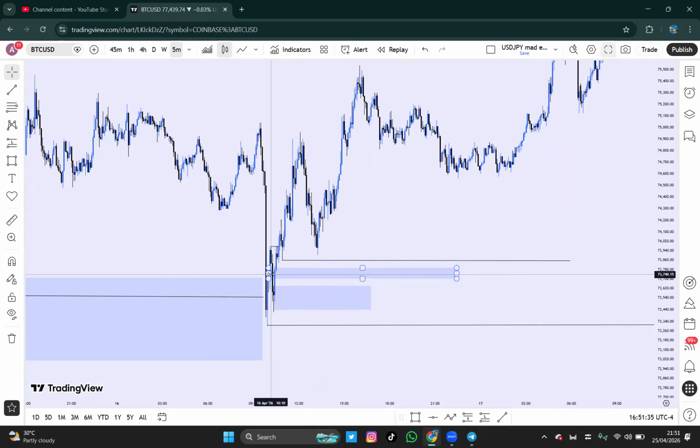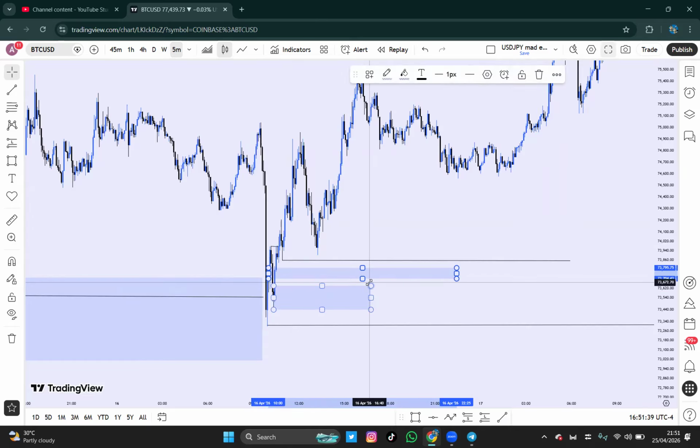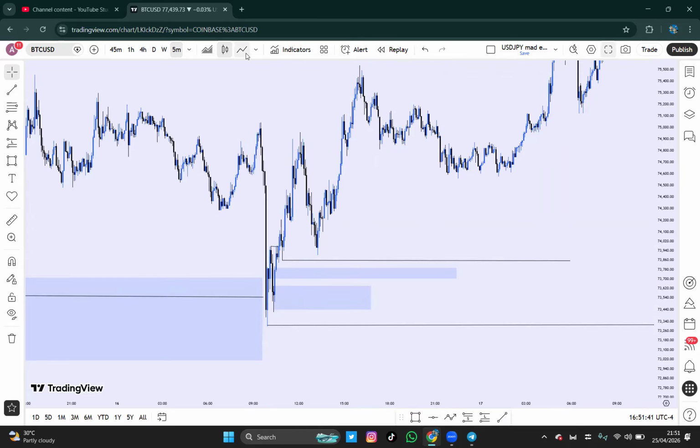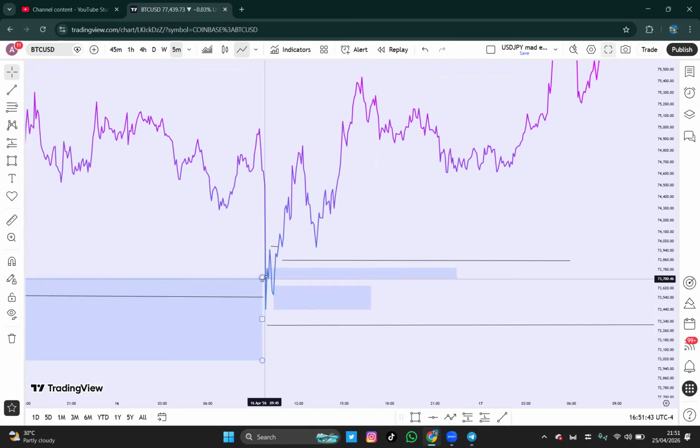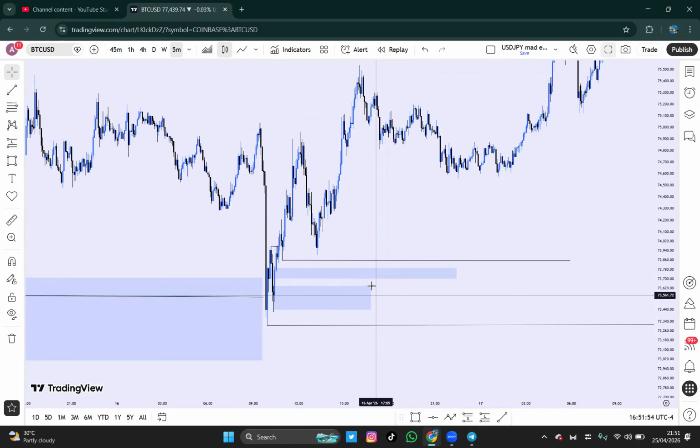Now, how is this an unmitigated point of interest? This is also an unmitigated point of interest. Well, if you look at the chart, you can see this level is an order block that was meant to push price up, but it failed, making it a breaker. And this breaker was meant to push price down, but failed again, making it an order block. You guys see, this level too was valid.